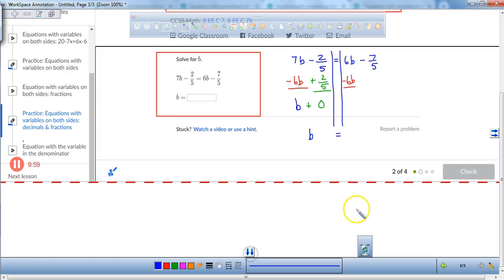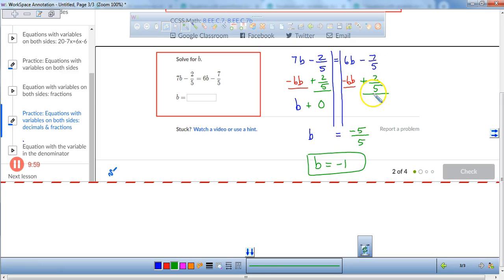Kind of move down a little bit. Whatever I do to one side of the equation, I have to do to the other side of the equation. Now this is going to be really, really easy because these are the same denominator. So it's basically saying, what's negative 7 plus 2? Well, that's negative 5. Negative 5 over 5, b equals negative 1.